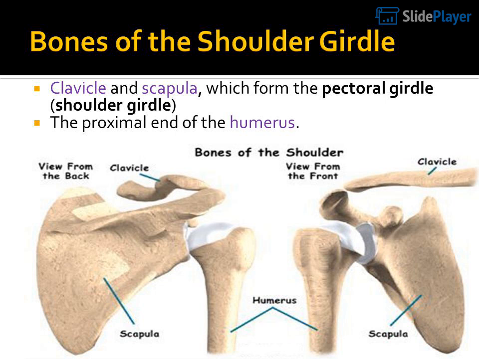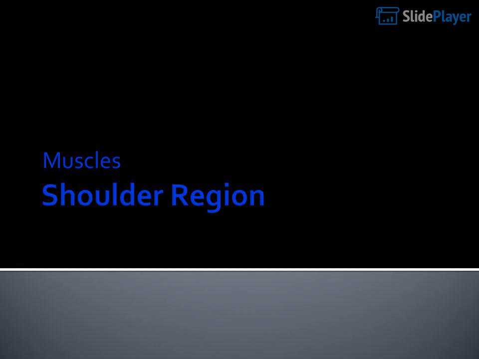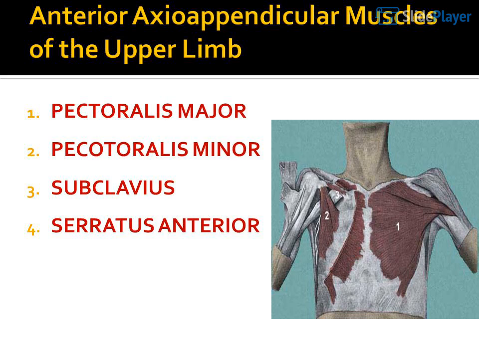Bones of the shoulder girdle. Clavicle and scapula, which form the pectoral girdle, shoulder girdle. The proximal end of the humerus. Muscles. Shoulder region. Anterior axioappendicular muscles of the upper limb.